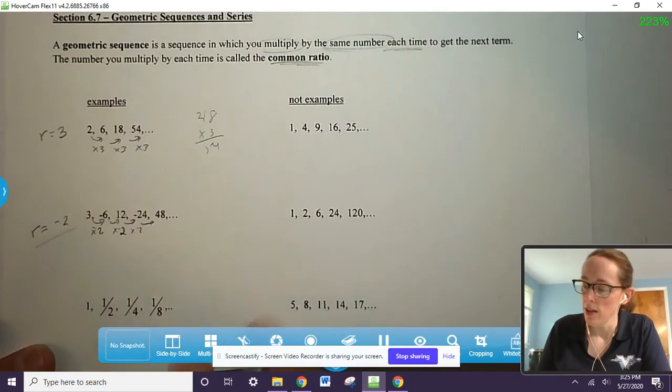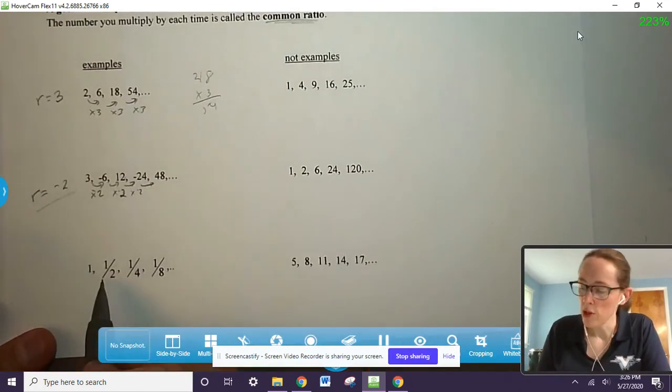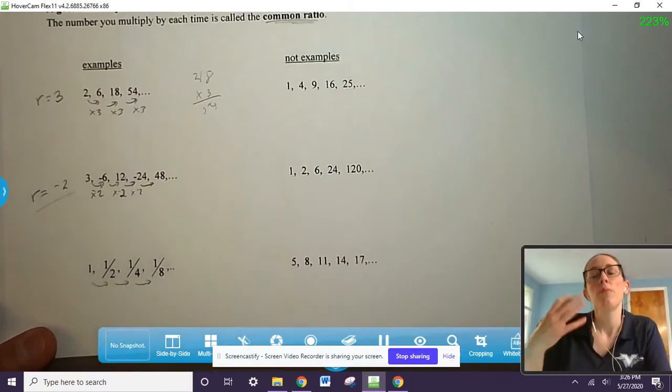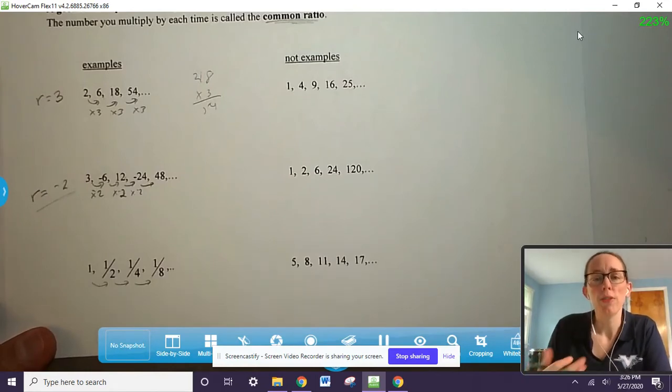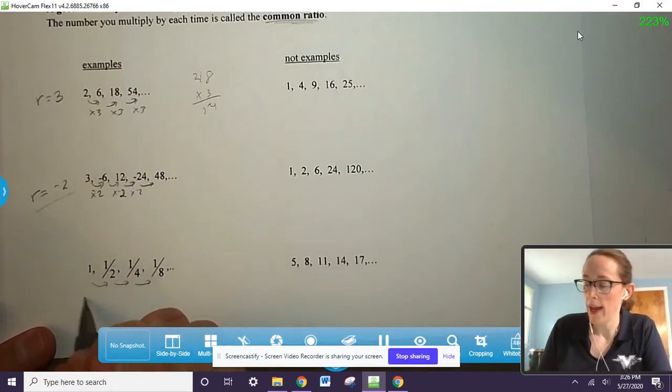And down here, when you look at this one, this is also geometric. You might think, oh, I'm dividing by 2, dividing by 2, dividing by 2. But instead of division, we want to think, what are we multiplying by? So just turn that around. We are multiplying by 1/2.